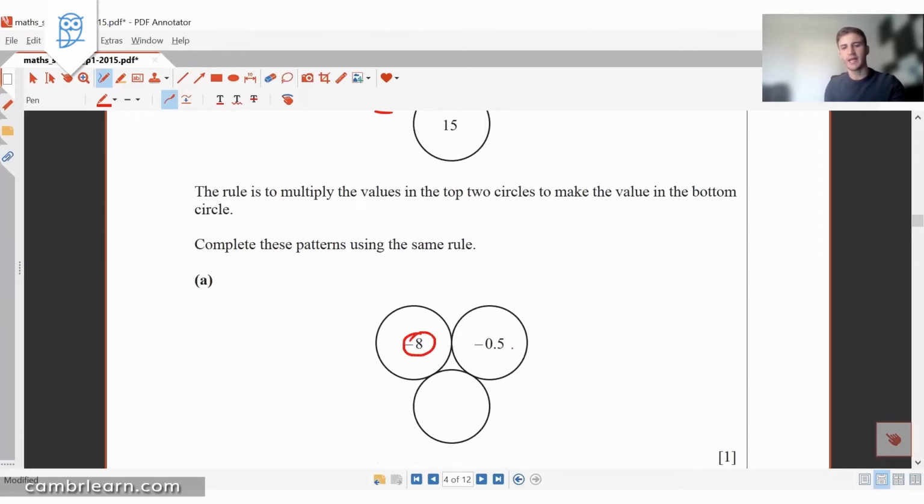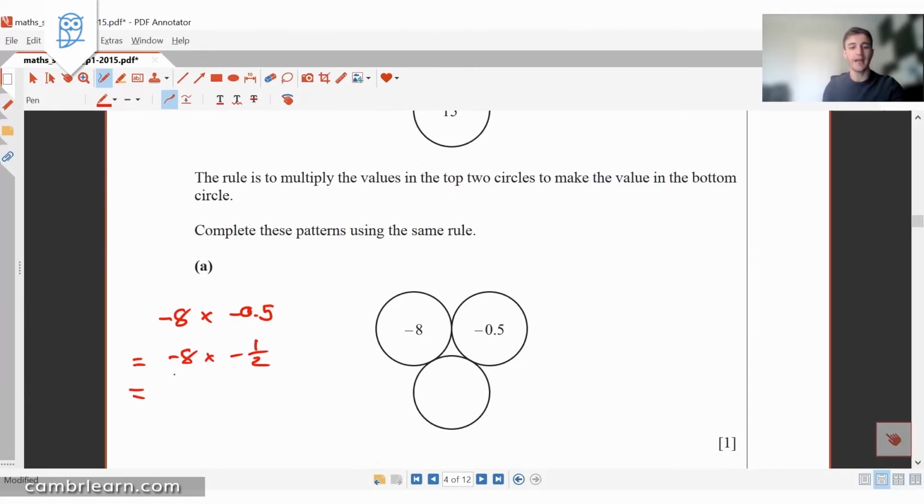We have to say minus 8 times minus 0.5. Okay, so what happens if we multiply by a half? So that means that we are essentially taking this and dividing it by 2. If we write this down, so minus 8 times minus 0.5, we can write this minus 0.5 as a fraction. So we can say that this is actually minus 8 times minus a half.